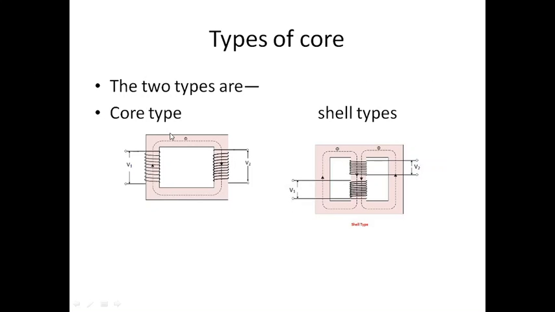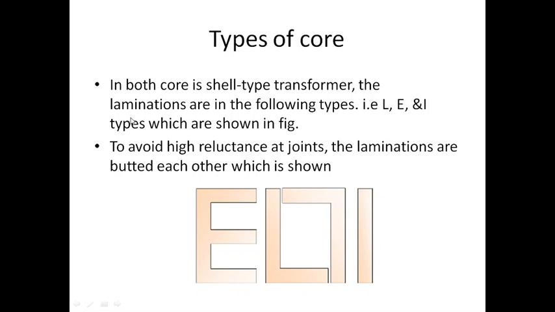So these are the types. One is the core type and the other one is the shell type. In both the core type and the shell type, the laminations are in this form, either E or L or I.